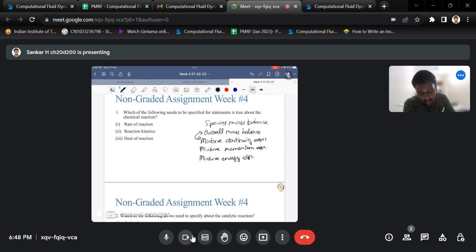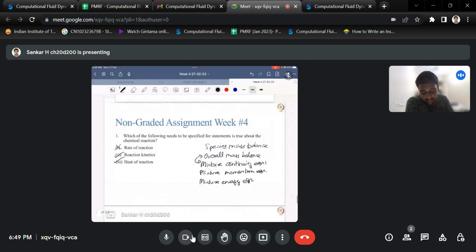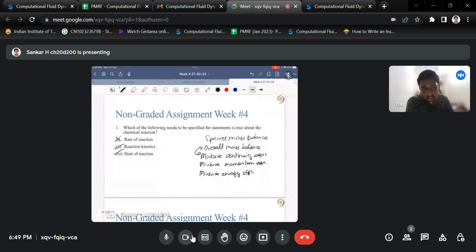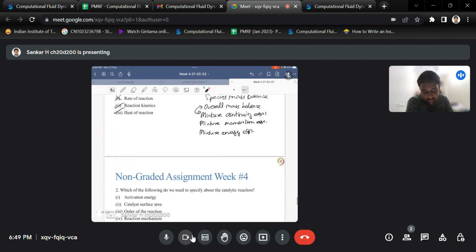And among all of these equations, only the reaction kinetics and heat of reaction need to be specified. We don't have to worry about the rate of reaction, because if the reaction kinetics is given, we'll be able to find the rate of reaction at all the points throughout the domain. Whereas if the rate of reaction is given, it will be at a particular point, and it won't be possible to find out using CFD simulation. So what we need is the reaction kinetics and the heat of reaction.